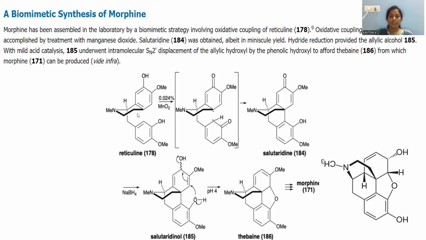Reticulin is the starting material, where you can notice a benzene ring here, another benzene, and this is a piperidine. The piperidine ring will be there and it is fused with the benzene. This will be the starting material for the synthesis of the final morphine. And it will be treated with the mild oxidizing agent manganese dioxide.